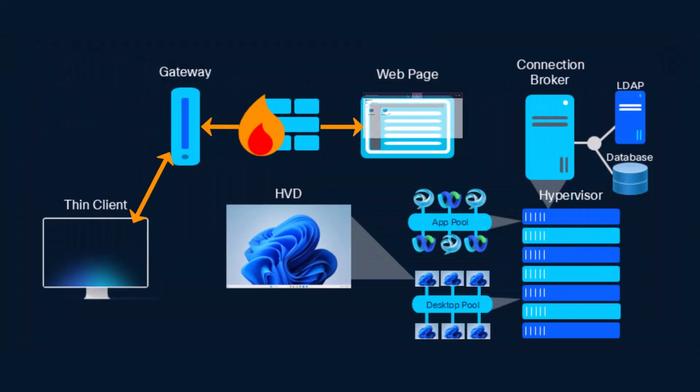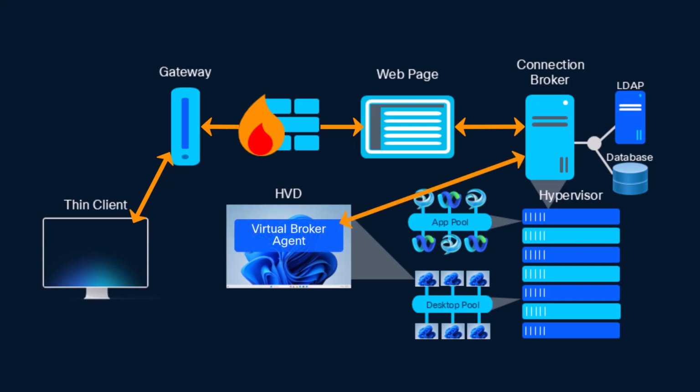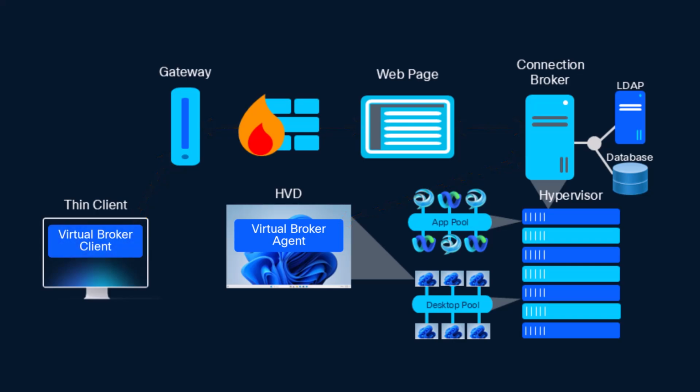Once selected, the connection broker will be engaged to find the user an HVD. The connection broker reaches out to the hypervisor and verifies the resources available for that user. Once a resource has been identified, the connection broker collects the connectivity and configuration details from the virtual broker agent running on the HVD. This information is then passed back to the virtual broker client on the thin client machine. With this information, the virtual broker client then forms a secure virtual channel directly to the HVD.